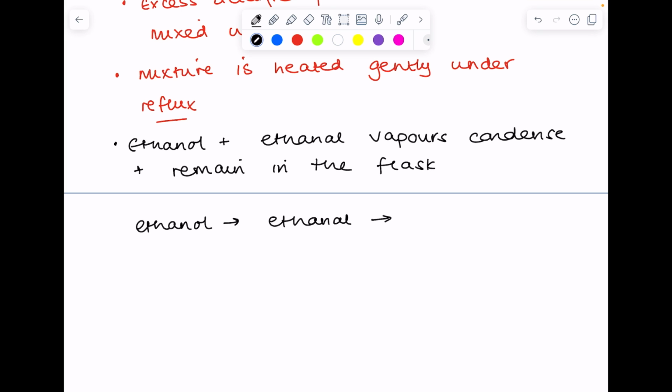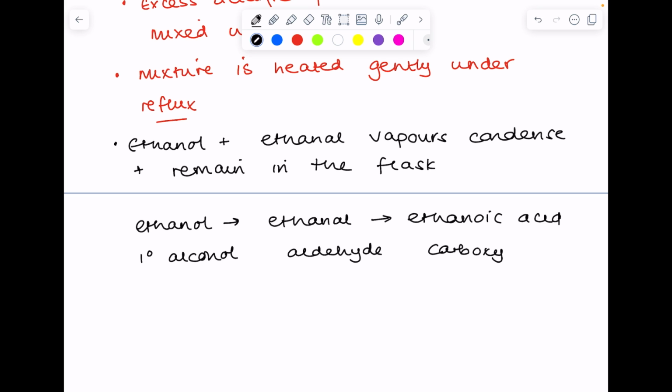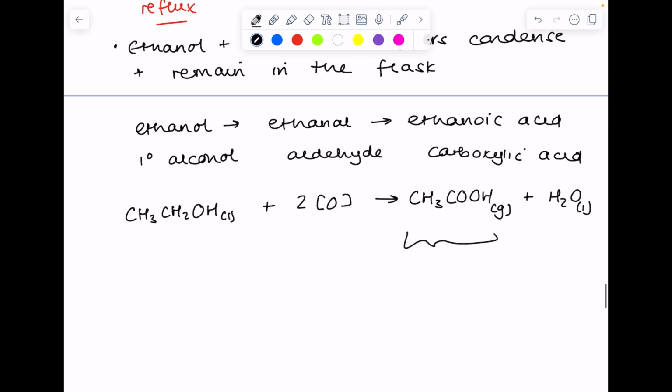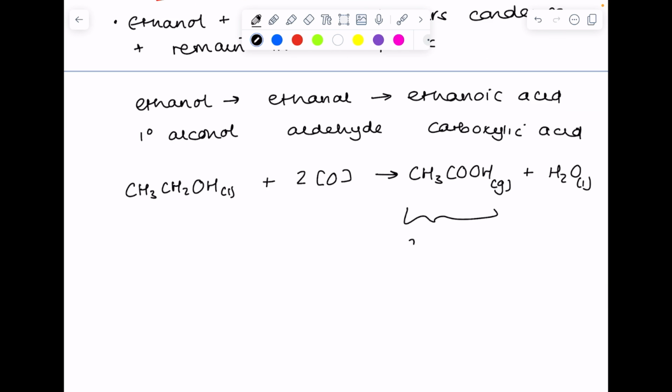So in terms of the stages of oxidation, you go from ethanol to ethanal to ethanoic acid. So that takes you from your primary alcohol to your aldehyde to your carboxylic acid. Here's the structural formula of ethanol, your oxidizing agent to form ethanoic acid and water. This ethanoic acid is separated from the remaining solution using fractional distillation.